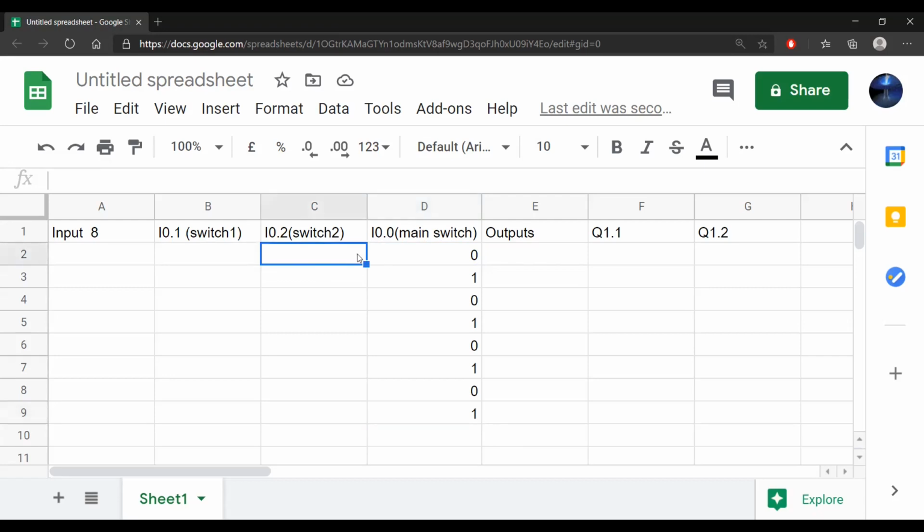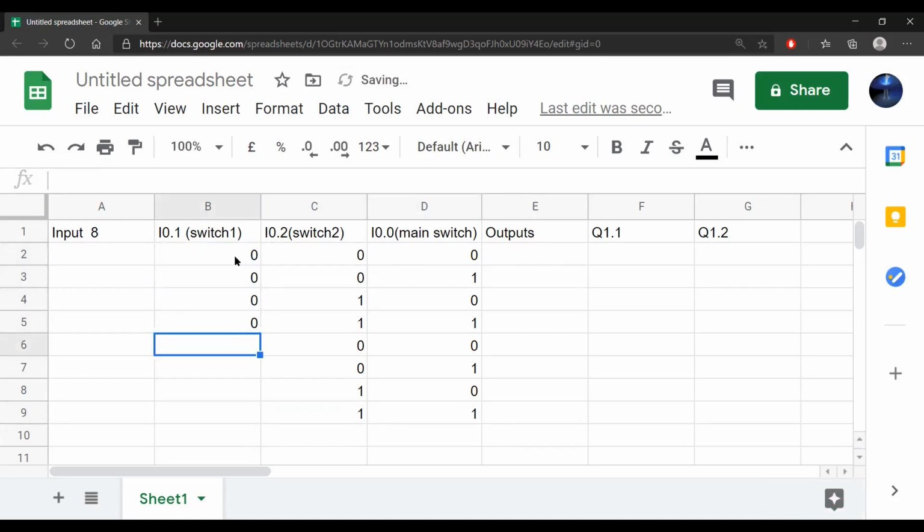And now we must go to input 0.2. We cannot go to input 0.1 because that's going to mess up our truth table. All right, the next one goes 0, 0, 1, 1, 0, 0, 1, 1. Again, starting with 0 and ending with 1. Next one, you guessed it, 0, 0, 0, 0, and 1, 1, 1, 1.